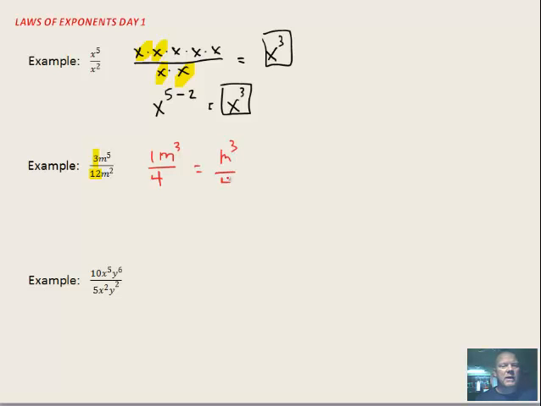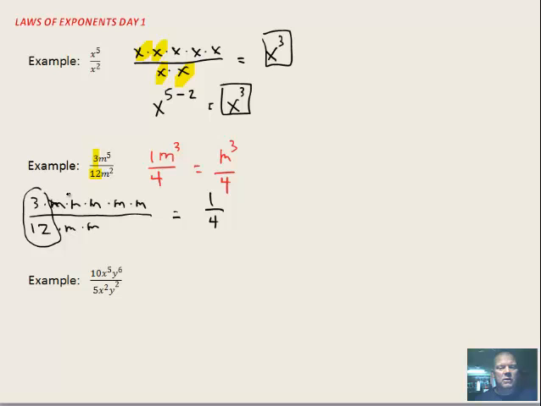Okay, so you should have gotten 1m to the 3rd over 4, or just m to the 3rd over 4. And the way we get that, we expand the top. It's 3 times 5 m's over 12 times 2 m's. Well, 3 over 12, that's going to reduce to 1 over 4. And then I'm going to cancel out 2 m's from the top and bottom. So I have m to the 3rd, and that's in the top. So I'll write m to the 3rd. So that's the way that one worked.